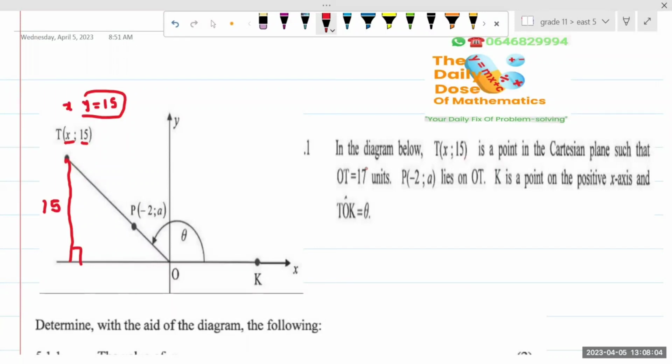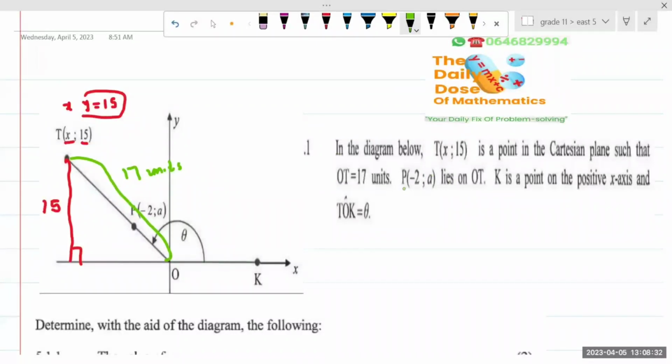And then they are saying, okay, T is a point in the Cartesian plane such that OT, so they give us the length, look at this, from here to here. So from O to T, they're telling us that one is going to be equal to what? To 17. Yeah. And then they just said it's 17 units. They didn't say anything else, so we'll write it as 17 units.